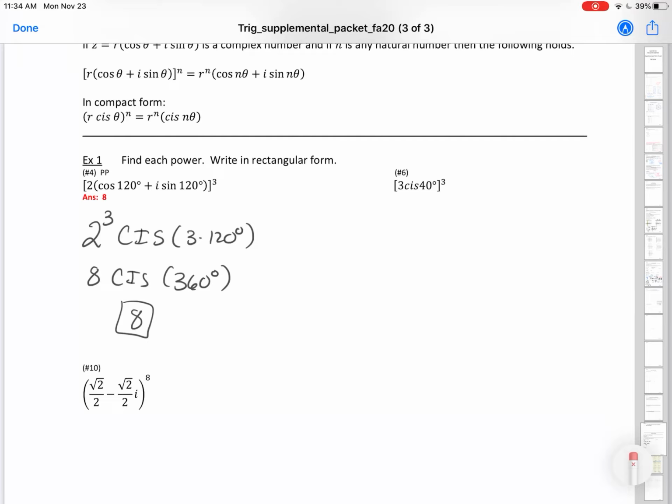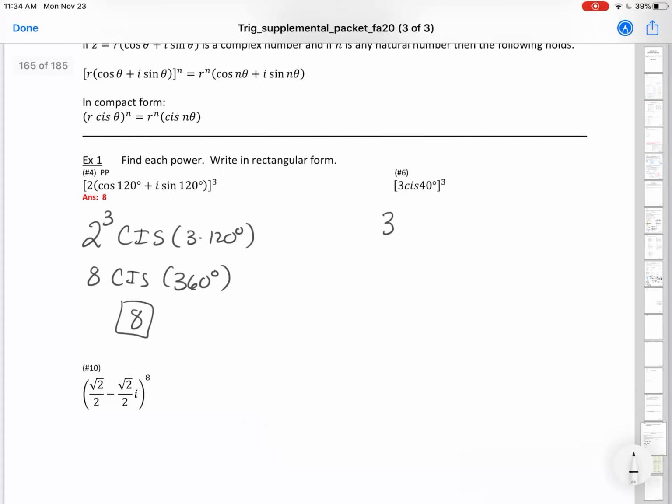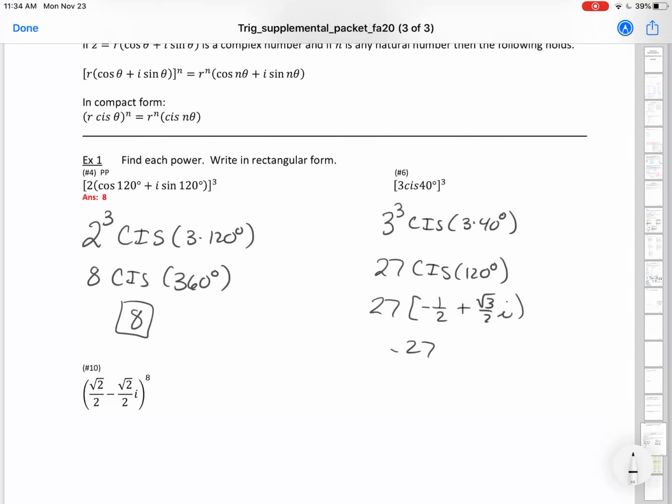So you could go to the cosines and sines, but you could also rely on a picture, right? You can't rely on a picture, I don't think, if you're off the axis. So what about this one? 3 to the third, cis 3 times 40. Well, that's 27 cis 120 degrees. So now what we have to ask ourselves is, what's the cosine of 120 degrees? That's a 60-degree reference angle. It's in the second quadrant, so it's a negative 1/2. Sine would be a positive root 3 over 2. And then you would just distribute the 27.